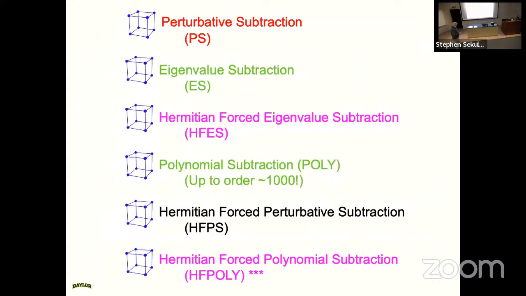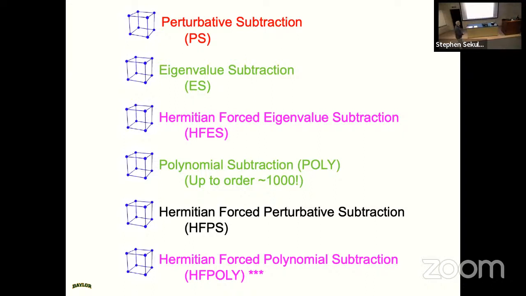calculational sense. Okay, so here are some techniques that we've investigated for reducing noise error bars: perturbative subtraction, eigenvalue subtraction, Hermitian forced eigenvalue subtraction, polynomial. And these are combined methods where we're combining perturbative with our Hermitian force. Our Hermitian force just refers to the deflation of the Hermitian system applied to the non-Hermitian system.